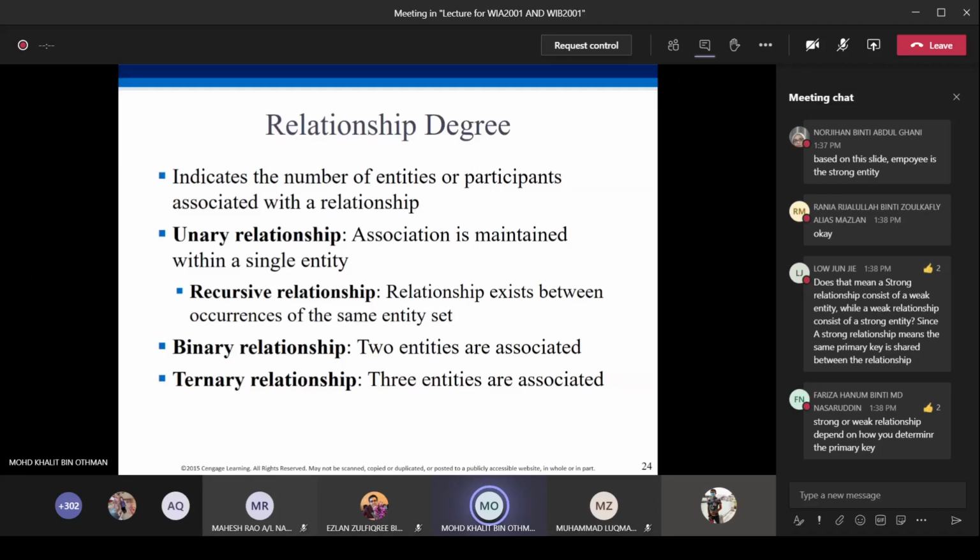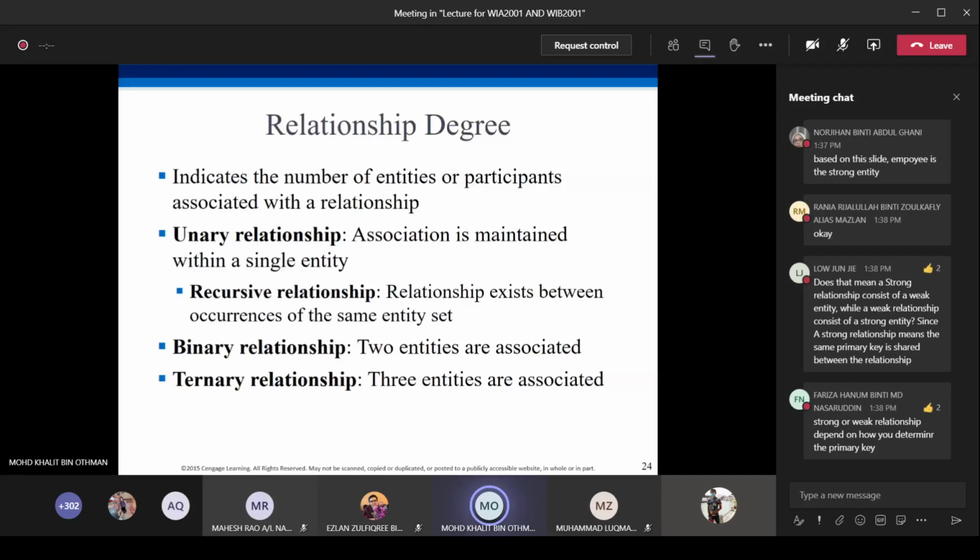The second type of relationship degree is a recursive relationship. What is a recursive relationship? A unary relationship, also known as a recursive relationship, is where the relationship exists between occurrences on the same entity set.